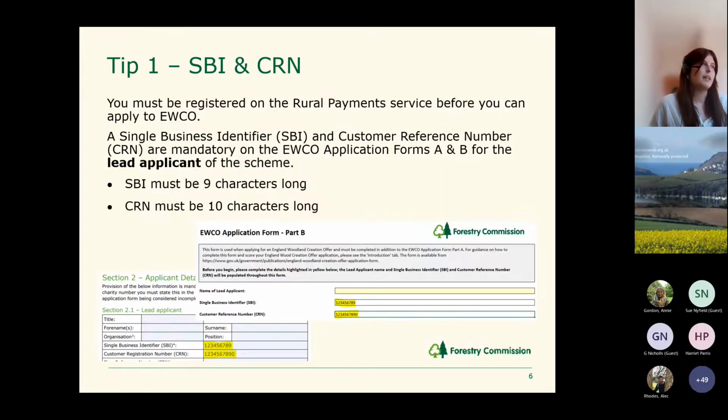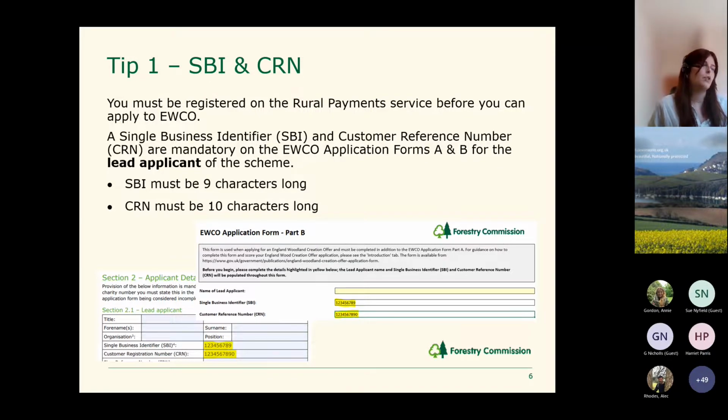So the first tip we have in this webinar today is surrounding the SBI and the CRNs on application forms. So overall, you must be registered on the Rural Payment Service before you can apply to UCO. Once you're registered on the Rural Payment Service, you will receive a Customer Registration Number, or CRN for short, a firm reference number, and a single business identifier, or SBI for short.